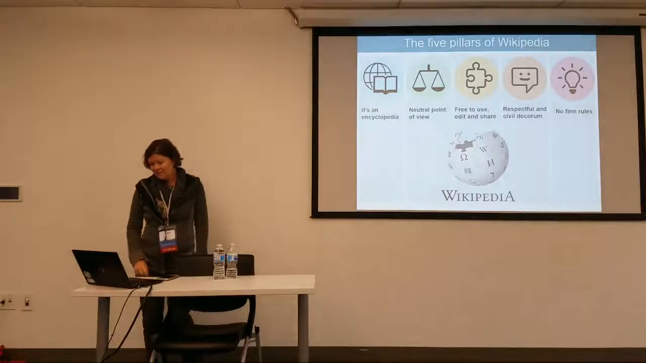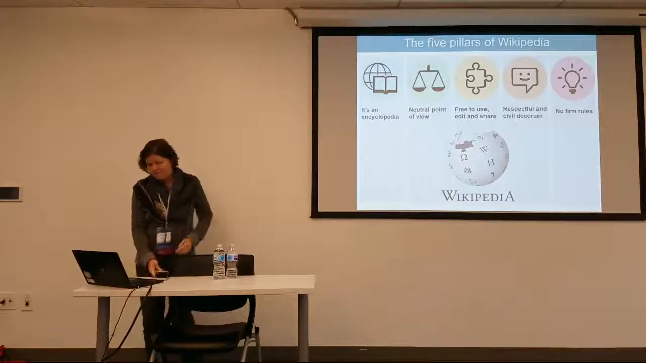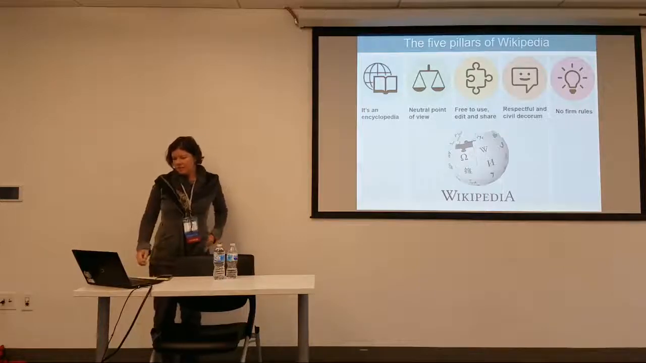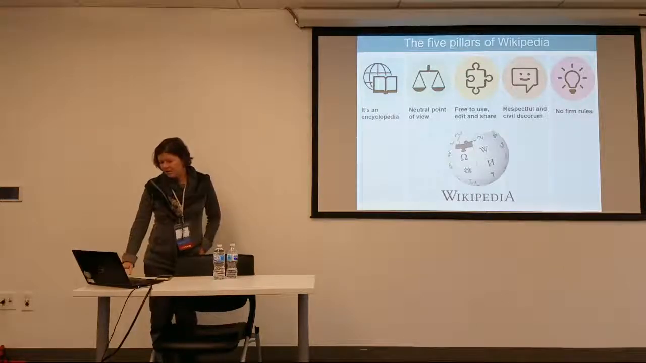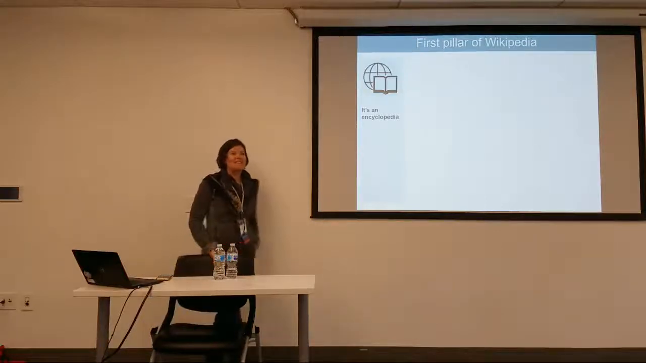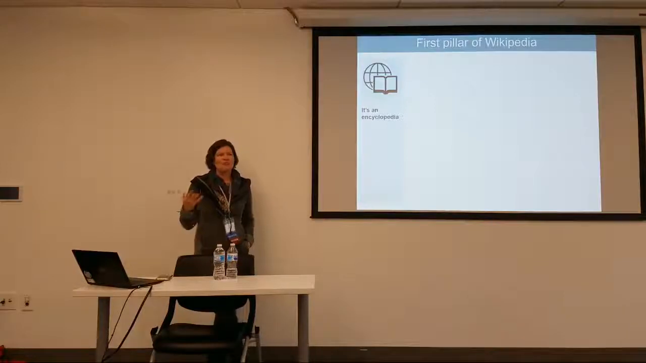Okay. Let's see how we're going. Taking up way too much time. So, the five pillars of Wikipedia. We're going to go through these one at a time. The first one, which I think gets glossed over a lot, is that Wikipedia is an encyclopedia, right? So what does that mean?